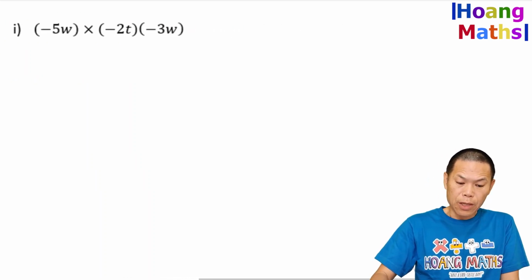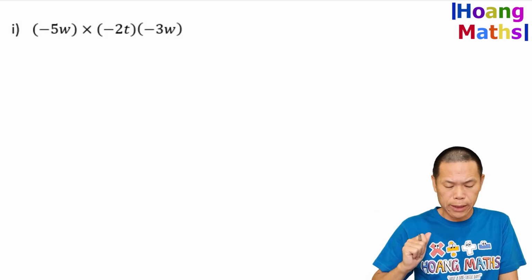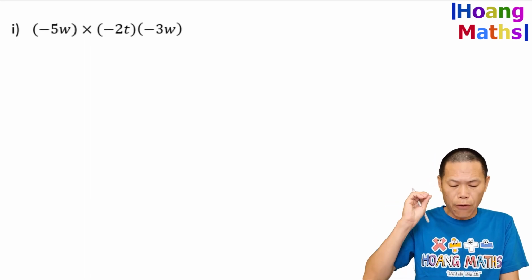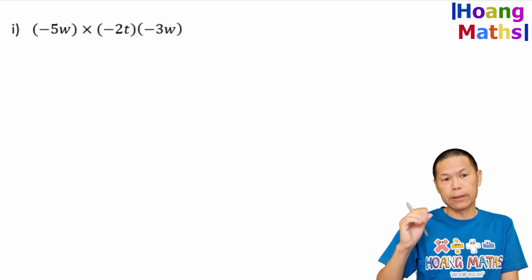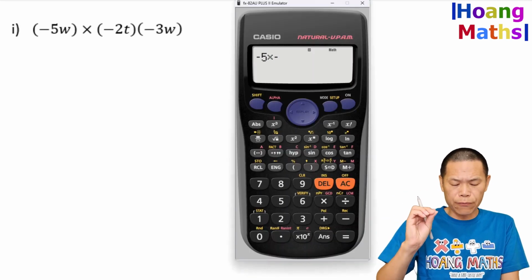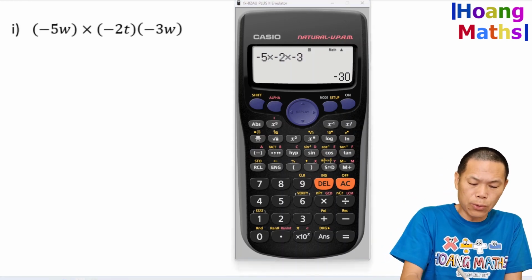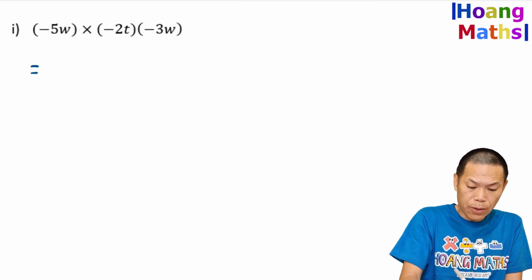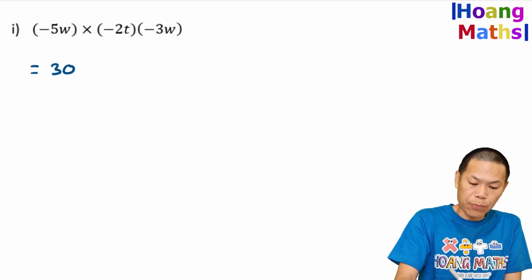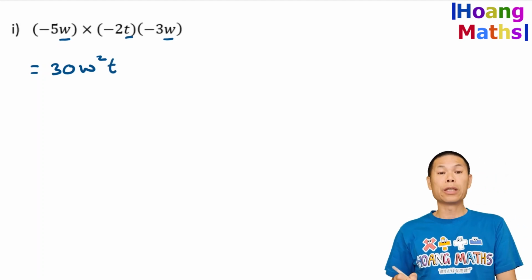I, we have 3 negative numbers times together, the result is negative. And we just go 5 times 2, 10. 10 times 3, 30. Otherwise, you just go negative 5 times negative 2 times negative 3 on your calculator. As simple as that. So that gives me 30. And we have W times W, gives me W squared. T, we just write this down. So there you go.